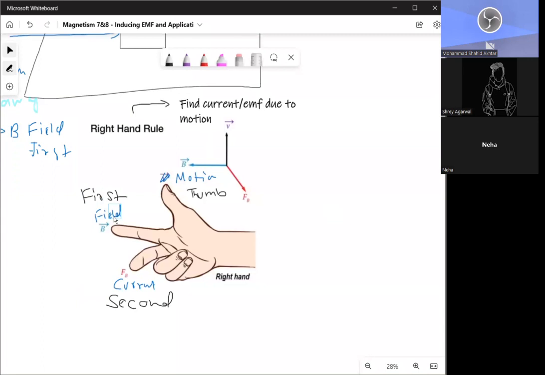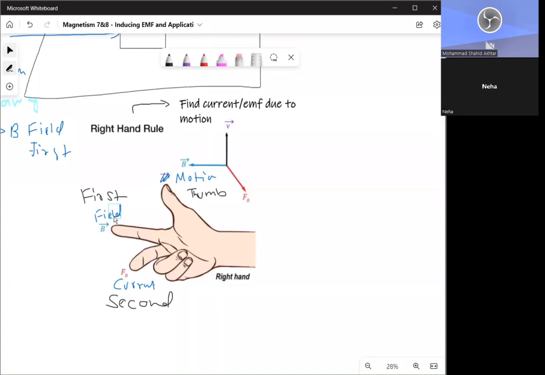Okay. Where's my notebook? Physics, magnetism, right? Yes, magnetism. That's the class. Magnetism. So right hand rule. Index finger represents the field. Second finger represents middle, or represents.